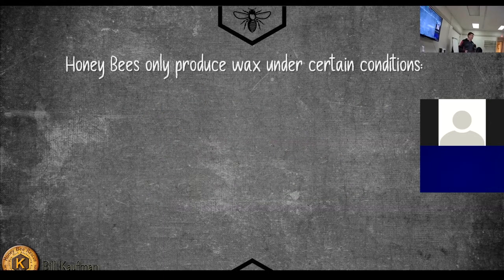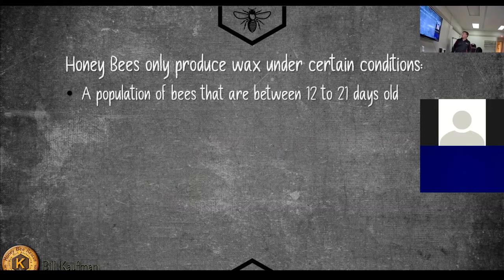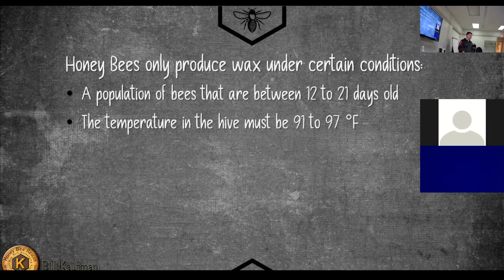So to make beeswax, I'll go through this quick. Bees only make wax under certain conditions. One is that the bees have to be a certain age. Now, if they're swarming or doing something else and there's a population shift, they can revert back to wax making or whatever job's necessary. But typically they're 12 to 21 days old, that's after emerging as an adult.